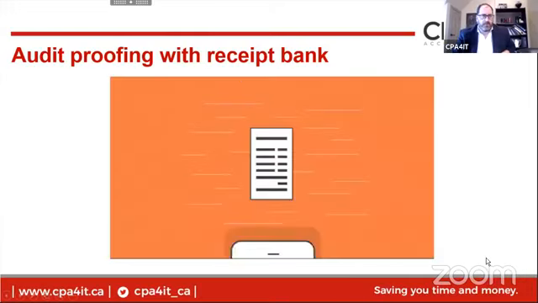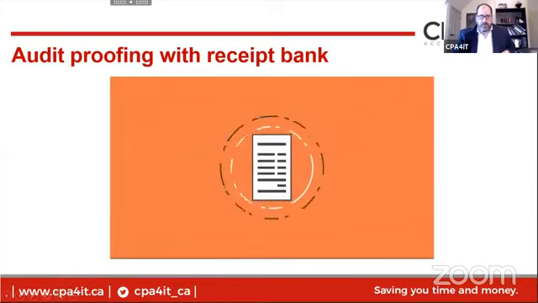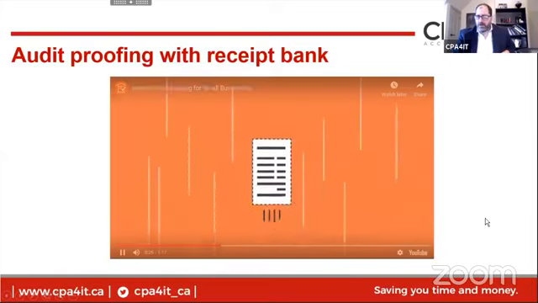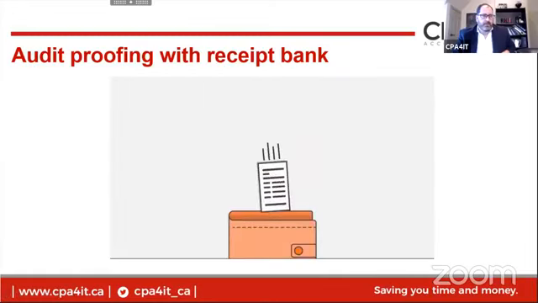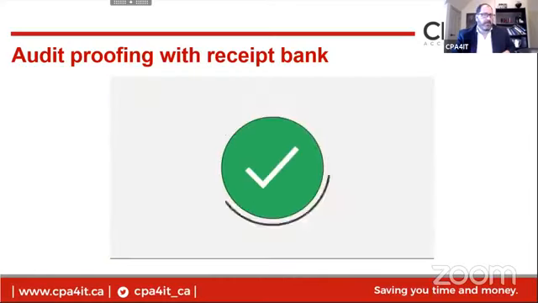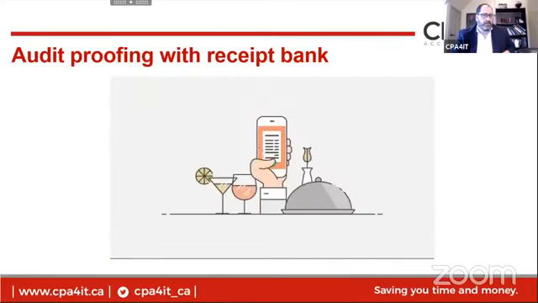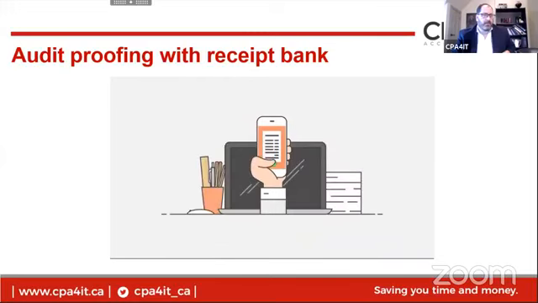With Receipt Bank, you just snap a photo of your receipt as soon as you get it. All the key data is extracted and sent straight to your accountant, along with the image. That means no more holding on to your receipts, and your accountant still gets the information they need quickly and easily. Whether you're entertaining clients, out on the road, or buying office supplies, you can stay on top of your expenses with less time.